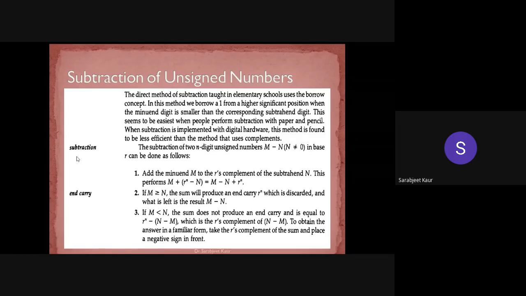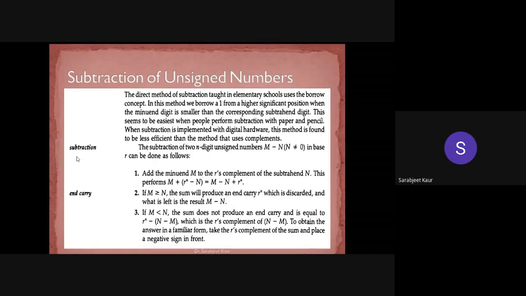Please read, Garima. Subtraction. The subtraction of two n-digit unsigned numbers m minus n, where n is not equal to 0, in base r can be done as follows. First, add the minuend m to the r's complement of the subtrahend n. This performs m plus r raised to the power n minus n, which is equal to m minus n plus r raised to the power n.